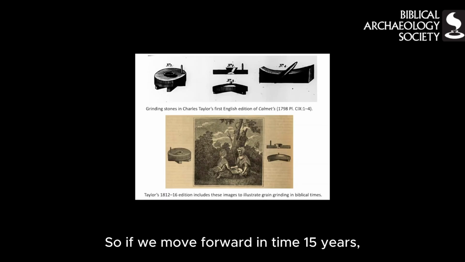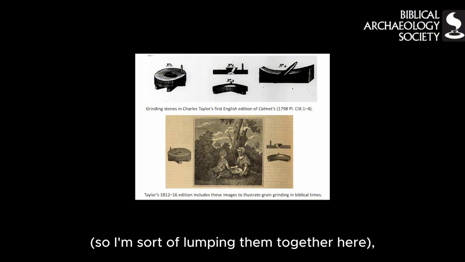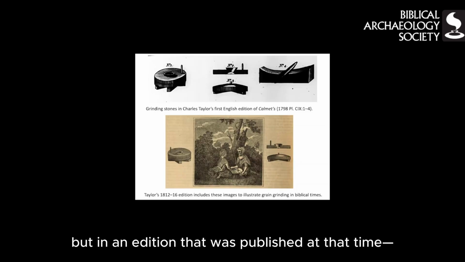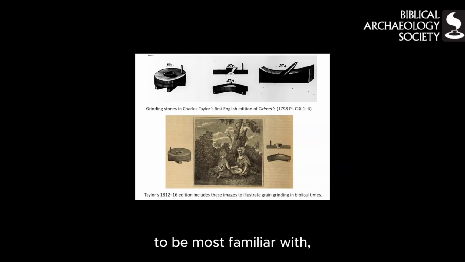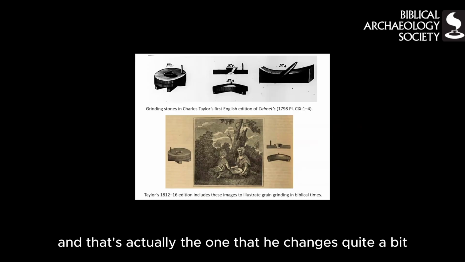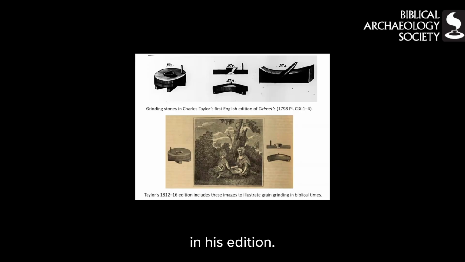So if we move forward in time 15 years, there are a couple of editions that were produced from 1812 to 1816. So I'm sort of lumping them together here. But in an edition that was published at that time, and obviously this is the one that Robinson is going to be most familiar with, and that's actually the one that he changes quite a bit in his edition.